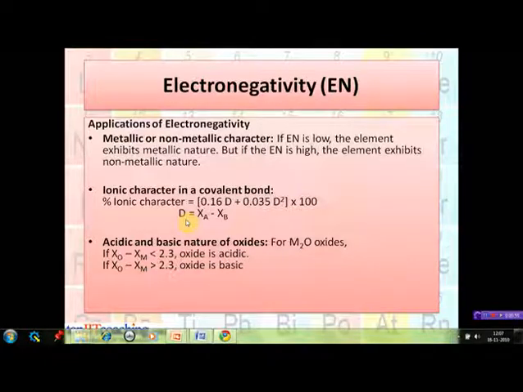The third application is the acidic and basic nature of oxides. For an oxide with a general formula M2O, where M is the element and O is oxygen, if the difference between the electronegativity of oxygen and that of the element is less than 2.3, the oxide will be acidic in nature. But if it is more than 2.3, the oxide will exhibit basic nature.